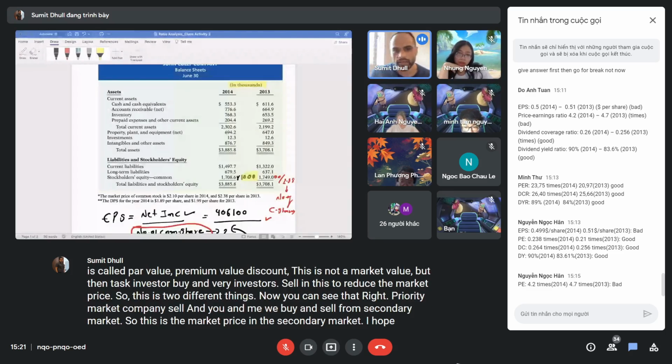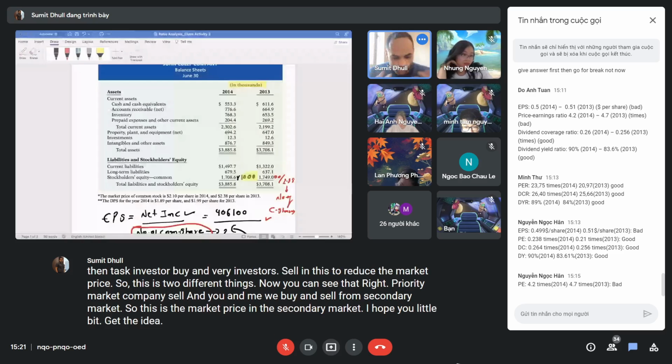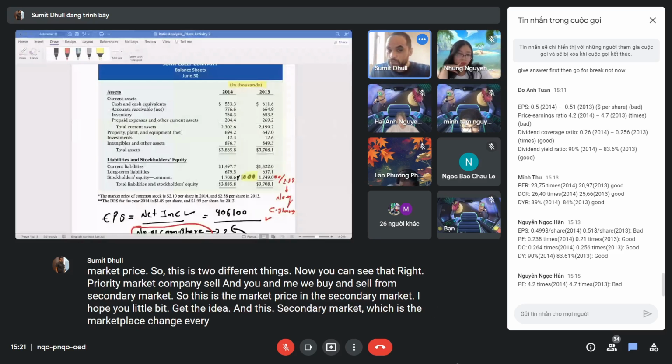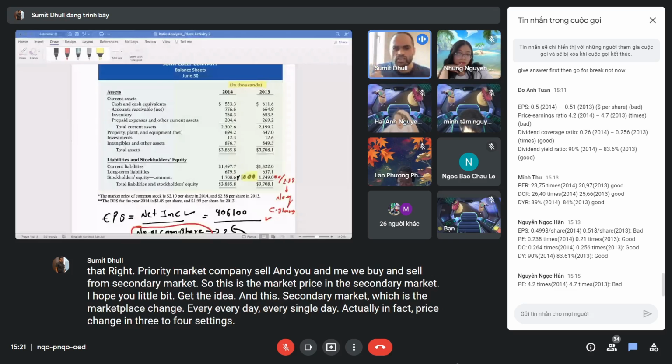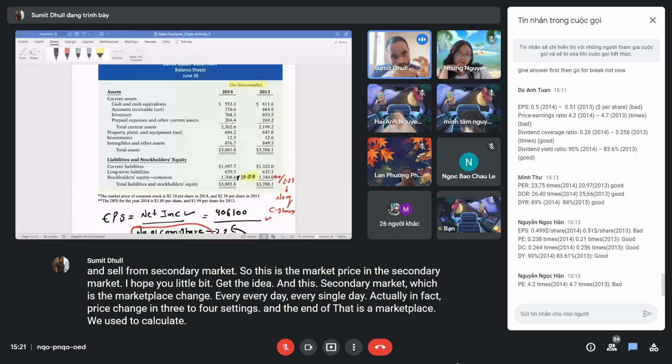I hope you get a little bit of the idea. And this secondary market price, the market price, changes every day. Every single day the price changes. Actually, in fact, the price changes in 3 to 4 seconds. The market price at the end of the day is what we use to calculate EPS.